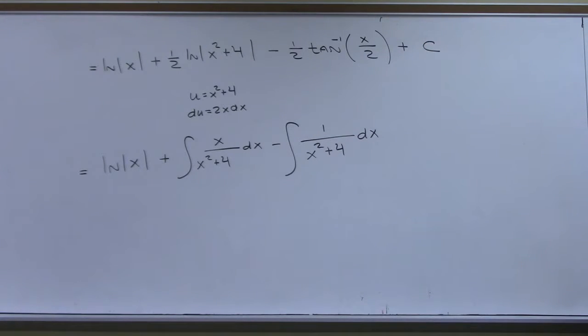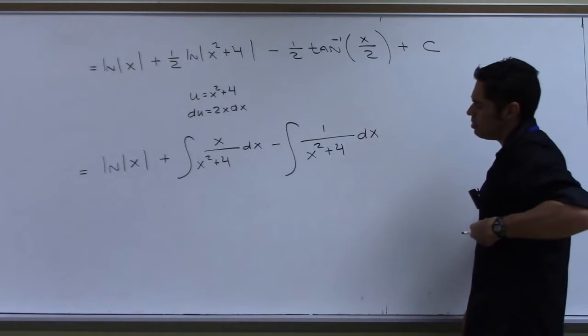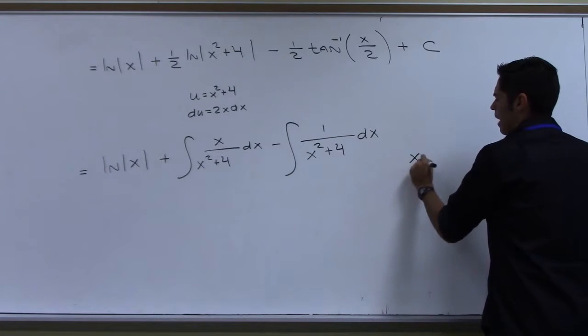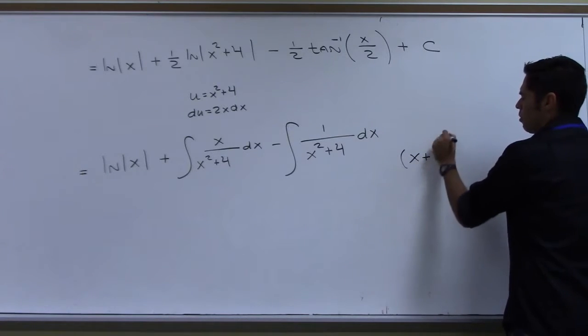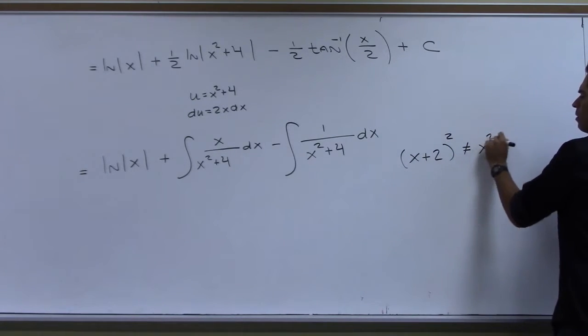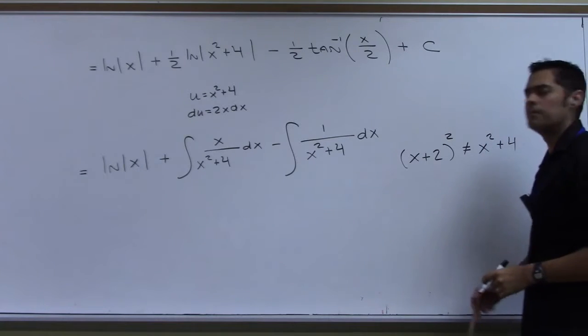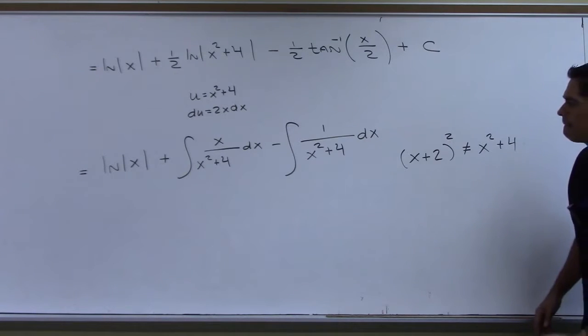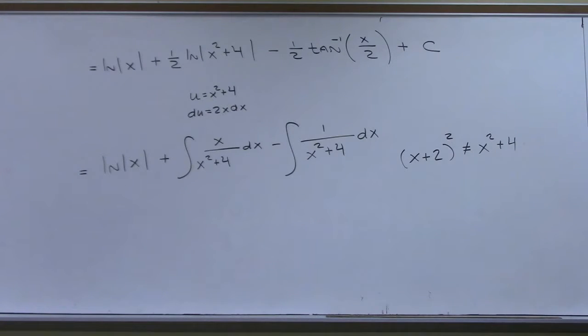Yes? For that arctan one, could you factor out the x with the squared and then put it in the parentheses? Not sure. X plus 2 squared on X plus 2 squared, though, is not x squared plus 4. So we good? Sure there's no questions?